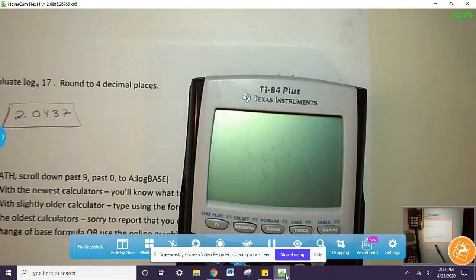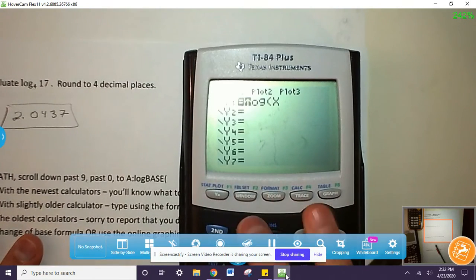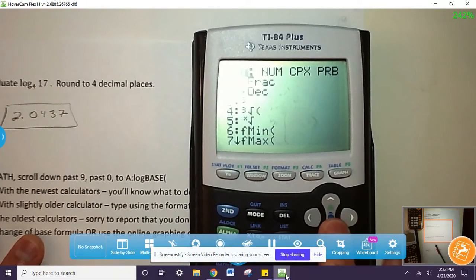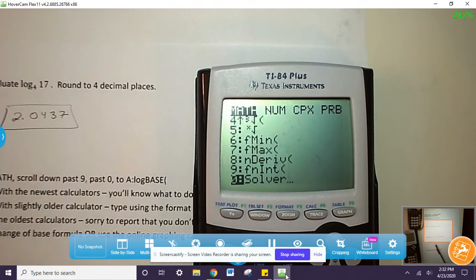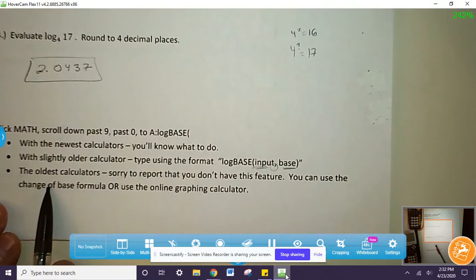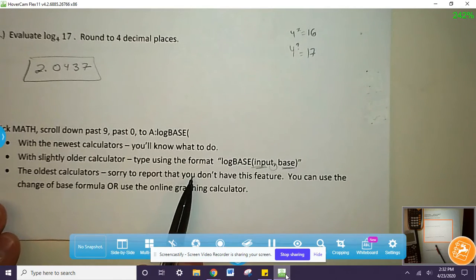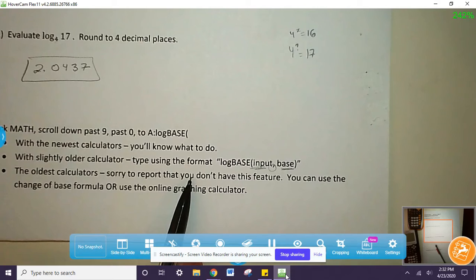If you're working with a slightly older graphing calculator, when you go to hit math, and then scroll down past 9, past 0, you don't have that feature at all. It just doesn't say log base at all. So if you have an older calculator, you just don't have that feature. I would not go out and buy a new calculator for that. Even if you're going to go and take calculus and beyond, you're fine. You don't need a new calculator.